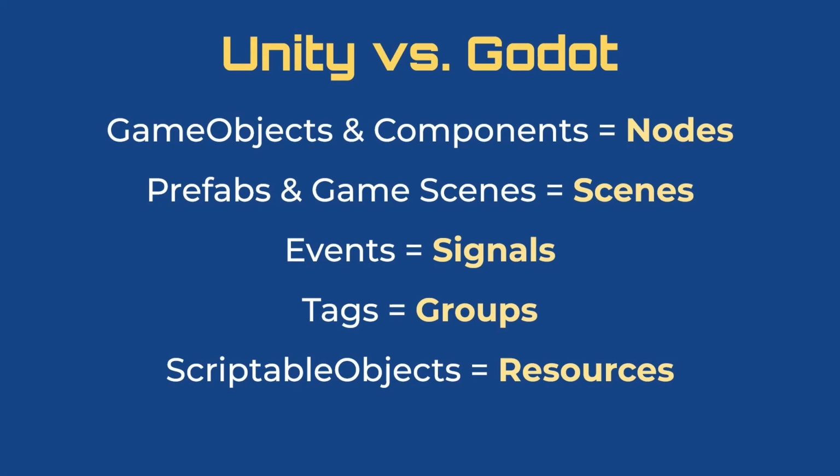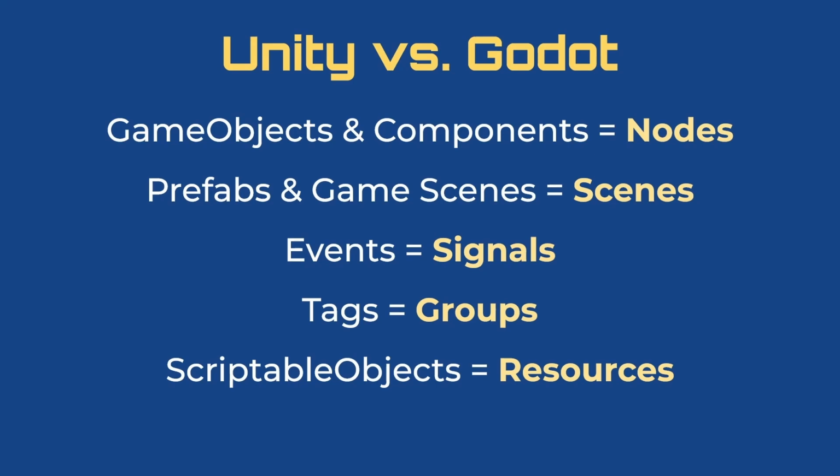Events are called signals, so anytime you want an object to talk to another object, in Unity it's called events, in Godot it's called signals. Tags are groups, so let's say in your scripting you want to say, if this has this tag, then do this. In Godot, it's if this is in this group, then do this. Scriptable objects are called resources.